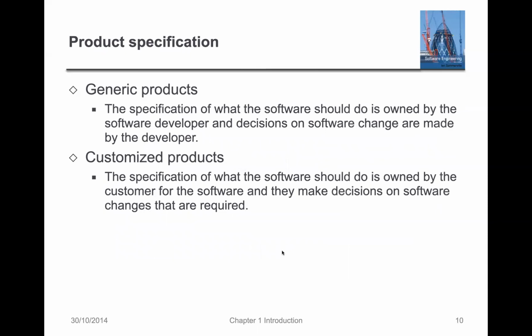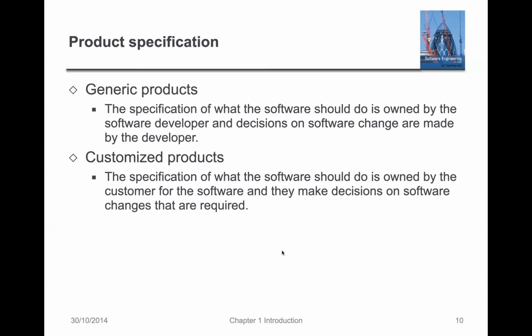So, product specification. The specification of what the software should do is owned by the software developer, and decisions on software change are made by the developer. So if you are developing the software, you have to incorporate what it should do in the development, but that will be determined by what the customer needs. The customer will tell you that I need the software to be able to do this and that, and in your development, you incorporate all of those things. If there are things that you might make changes to, it should be with the consent of the customer. For customized products, the specification of what the software should do is owned by the customer.